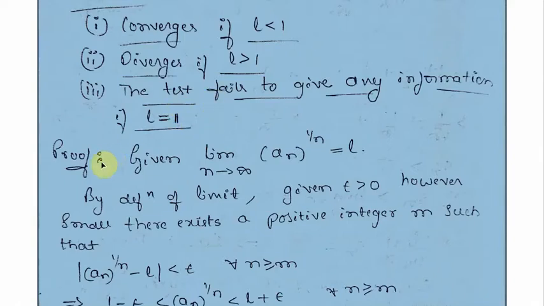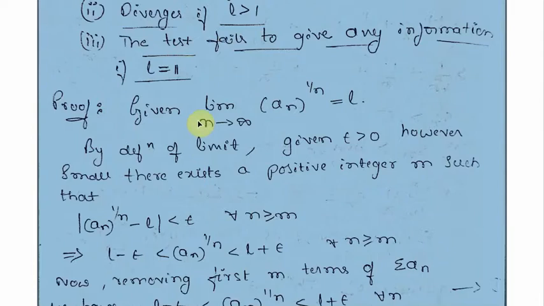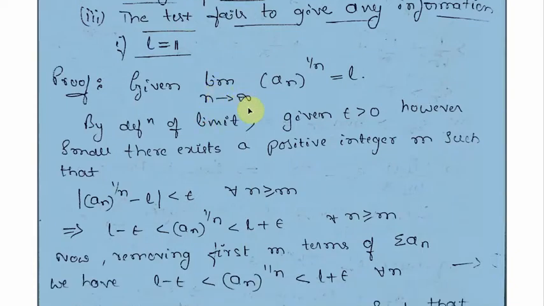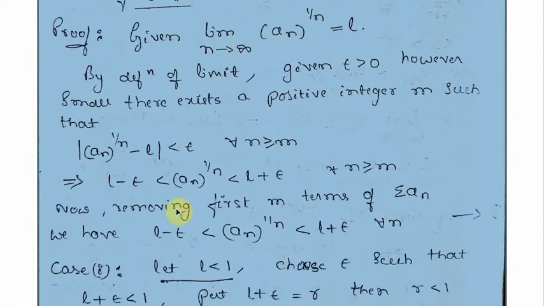Let us see the proof. It is given that limit n tends to infinity an all to the power 1 by n is equal to L. Now, by the definition of limit, for given epsilon greater than 0, there exists a positive integer m such that modulus of an all to the power 1 by n minus L is less than epsilon for all n greater than or equal to m.